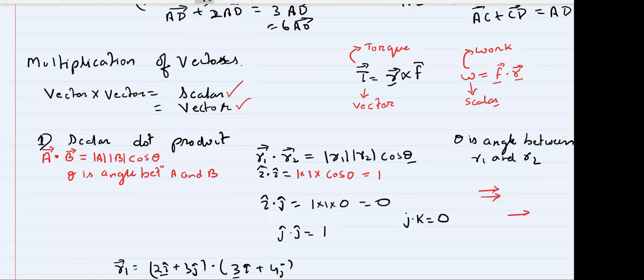See, I and minus I, there's a difference, yes or no? How can it be 180 degree? Just think about this. When you talk about I and I, it will be the same direction. So if it is in the same direction, then theta is zero. When it is opposite, then theta is 180 degree. And this theta is 0 degree. Got it? Everyone got this?